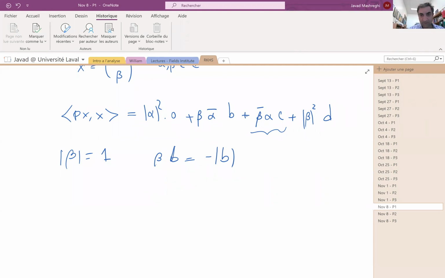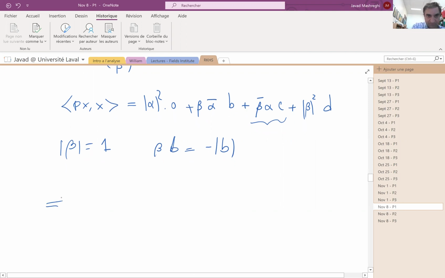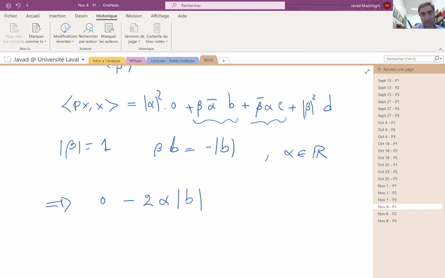Okay. So what does this give me? The first one is 0, and the second will give me minus 2 alpha absolute value of B, because in absolute value both of them are the same, and beta is chosen to remove the argument, plus just D. This is bigger than or equal to 0. I choose alpha to be in R to simplify. It really doesn't matter to be that complicated.